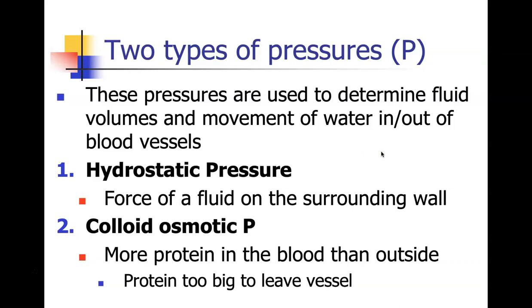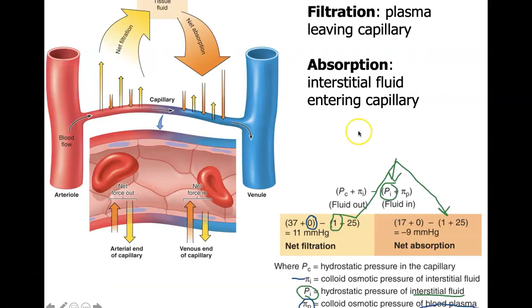And this comes because there's more protein in the blood than there is outside, and protein is too big to leave the vessel. So we start to measure this. We measure it as net liquid either leaving or going into the capillaries. Here's a capillary in our bodies. The arterial blood flow is going this direction, and then the blood comes down back. The venule goes back to the heart.